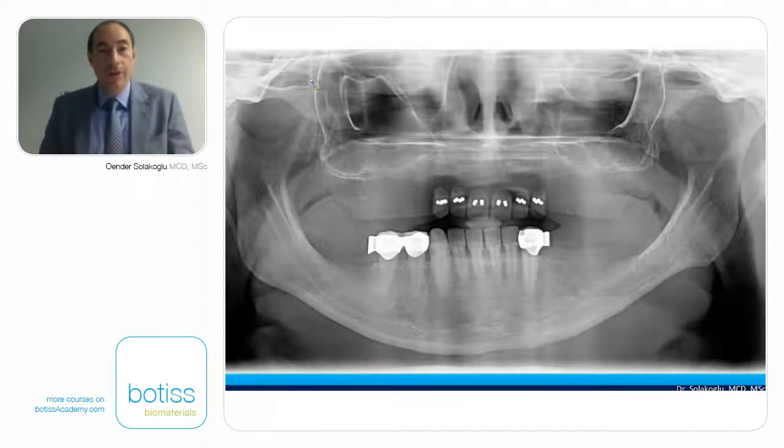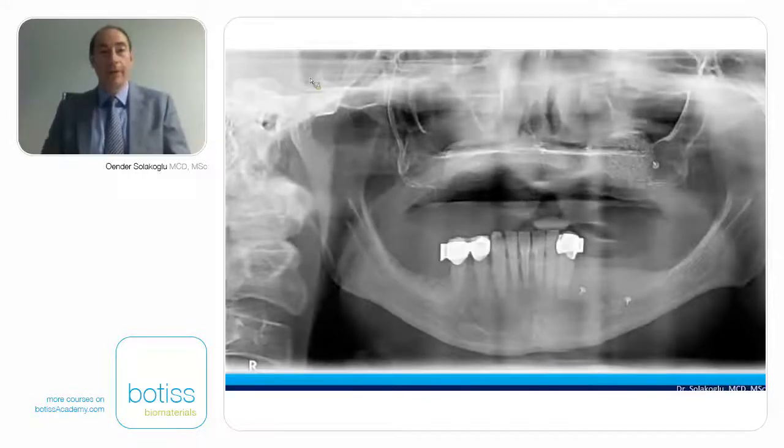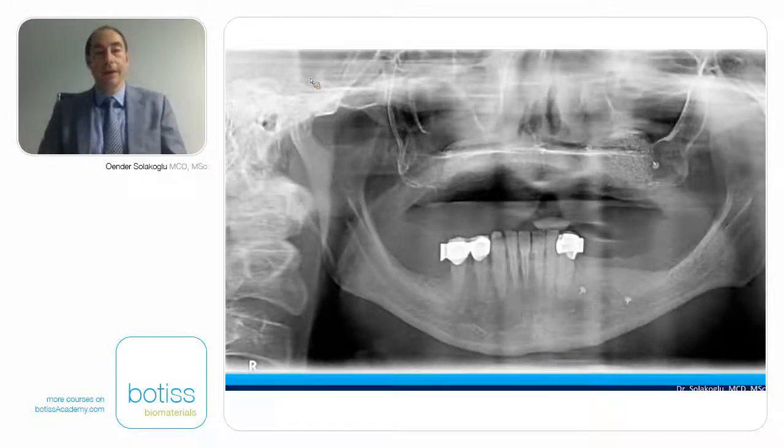This is the initial X-ray, the panoramic view, as you can see here. And this is the X-ray after the first bone augmentation in the maxillary left and right sinuses, as well as the ridge augmentation, as well as the lower left side, as you can see here.